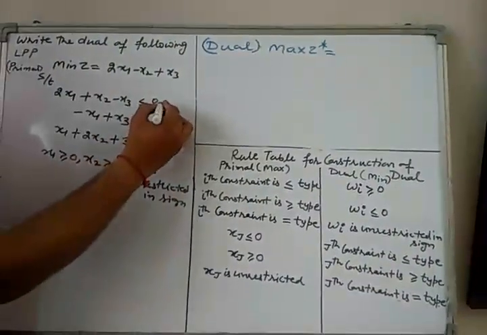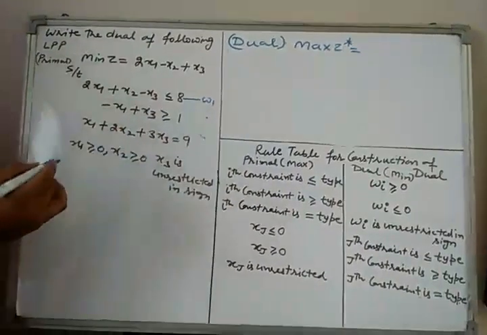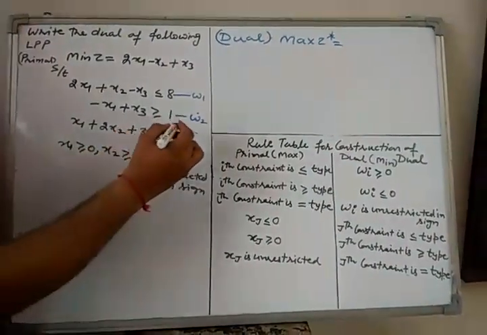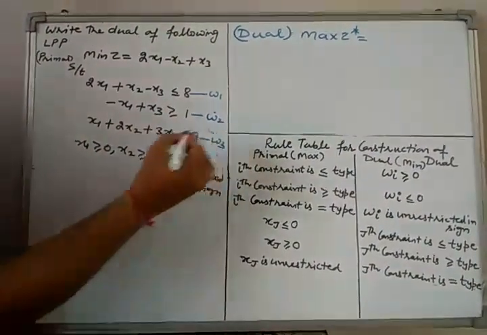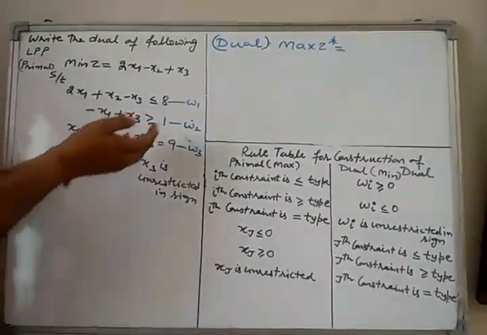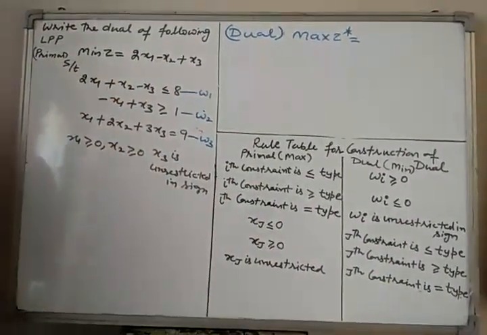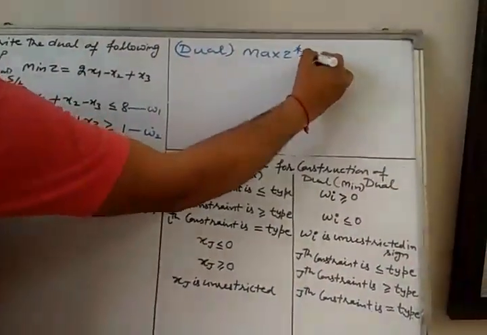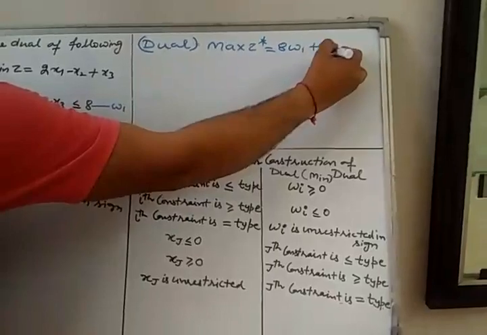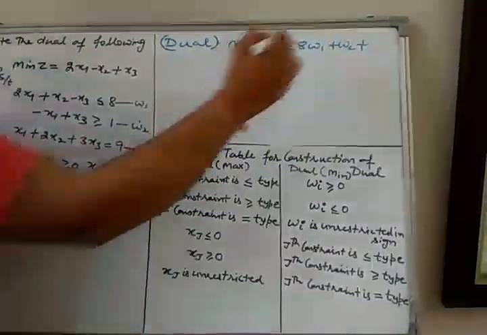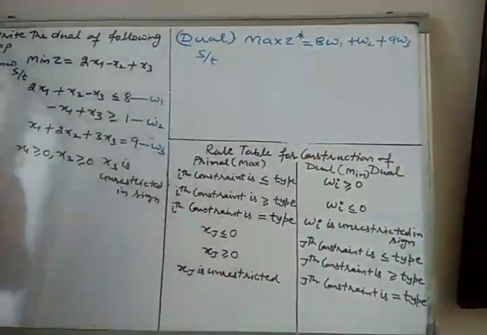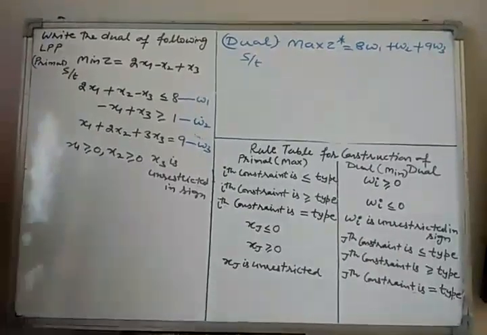Let W1 be the dual variable corresponding to the first primal constraint, W2 the dual variable corresponding to the second primal constraint, and W3 the third dual variable corresponding to the third primal constraint. As we know, the right hand side becomes the cost coefficient, therefore it becomes 8W1 plus 1W2 plus 9W3, subject to the conditions. Now we take the transpose of the coefficient matrix.